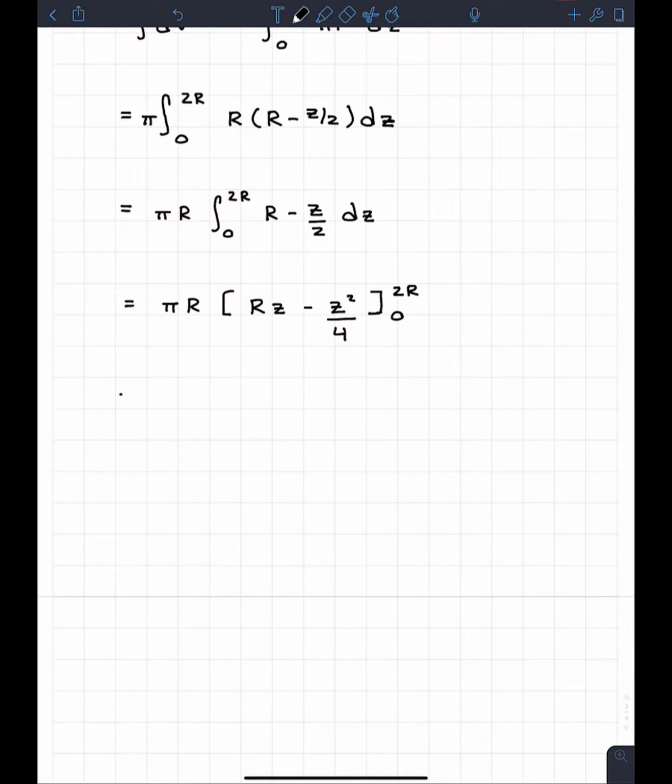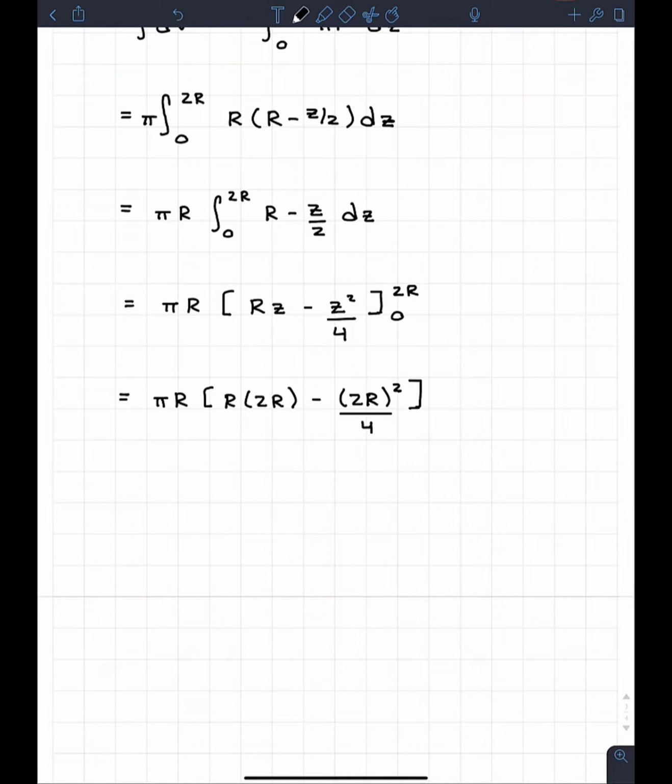So we know that this is going to be equal to pi r multiplied by r. So r stays the same, but for z, we have 2r minus z squared, so 2r squared, divided by 4.